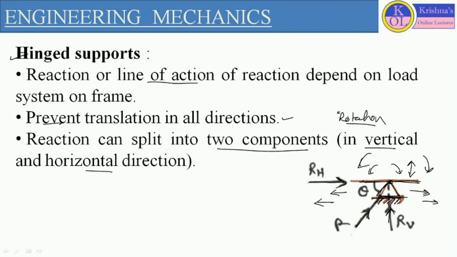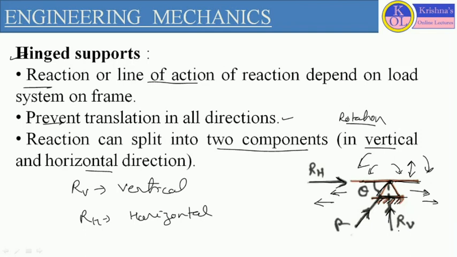This reaction, or line of action of reaction, always depends on the load system on the frame. So whatever loading system we are considering over the frame, that is defining the reaction or line of action of reaction of the hinge support. So here this reaction is split into two parts, RV and RH. RV is representing the vertical reaction and RH is representing the horizontal reaction.